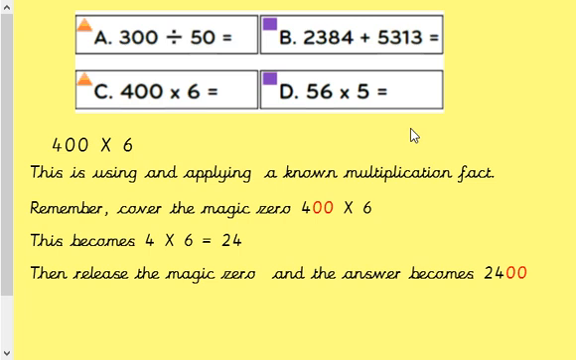So if you cover up the zeros, you're left with 4 times 6. Well, 4 6s are 24, and then you release the magic zeros, and the answer becomes 2,400. But the important thing is using that known multiplication fact.